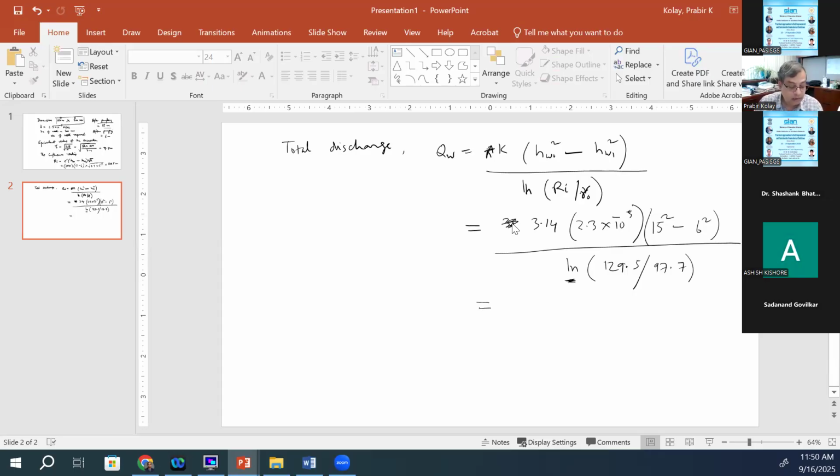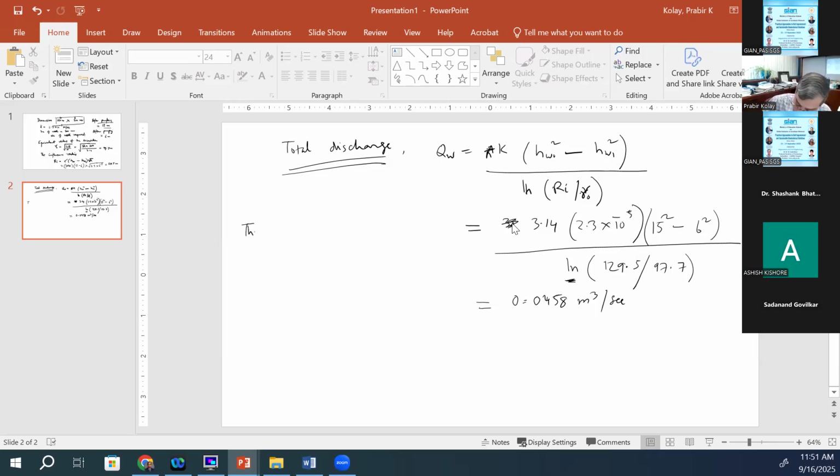How much is the discharge? If you calculate, this will be 0.0458 meter cube per second. Okay, so this is the total discharge. Now you need to calculate how much is the discharge from an individual well.